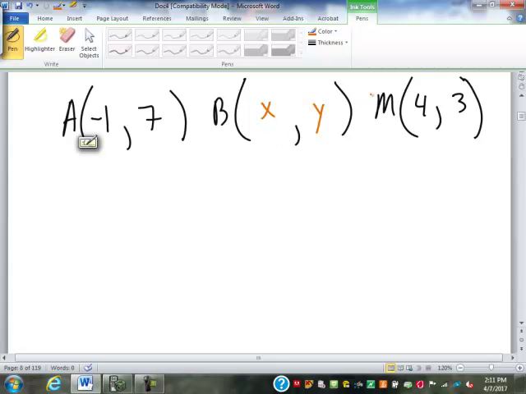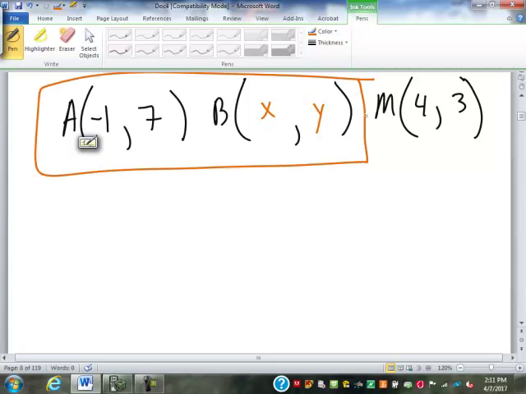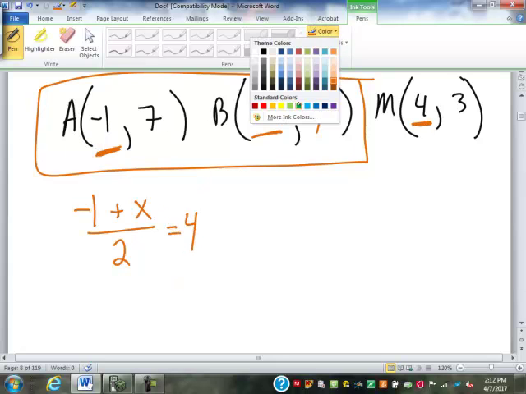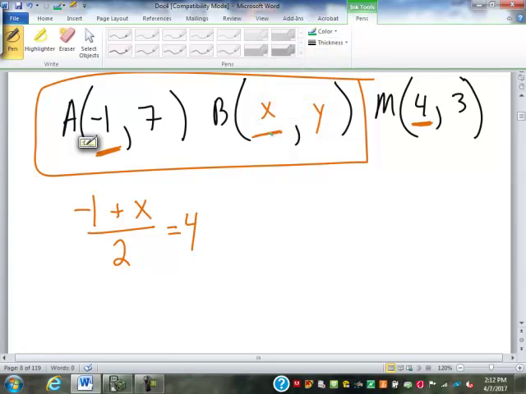If I were trying to find the midpoint from points A and B, what would I start by adding together? It'd be the -1 would add to x. -1 plus x divided by 2. And that's going to give me the x-coordinate of my midpoint, which we already know is 4.